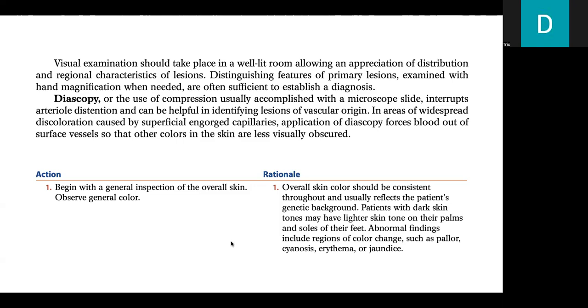Action: begin with a general inspection of the overall skin. Observe general color. Rationale: overall skin color should be consistent throughout and usually reflects the patient's genetic background. Patients with dark skin tones may have lighter skin tone on their palms and soles of their feet. Abnormal findings include regions of color change, such as pallor, cyanosis, erythema, and jaundice.